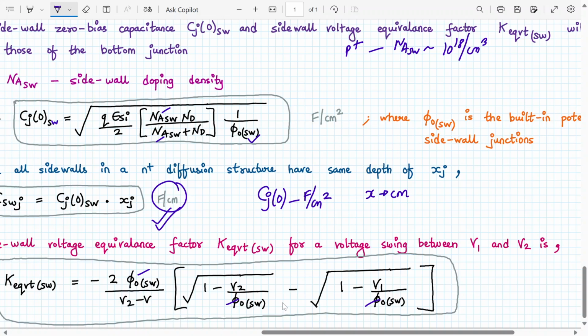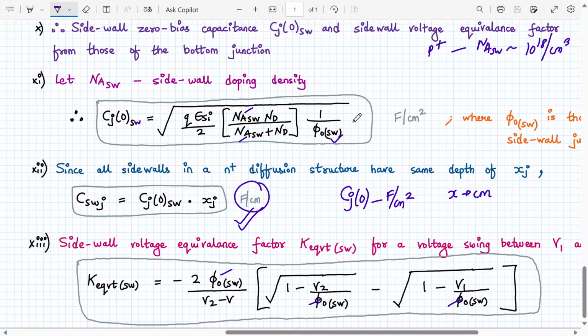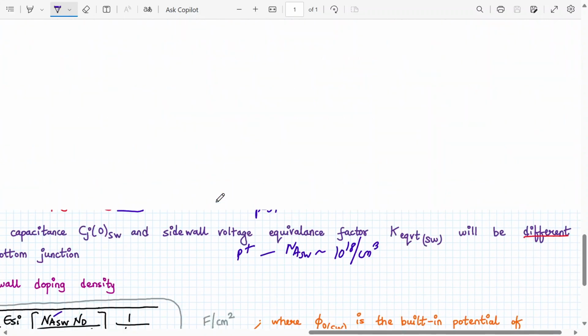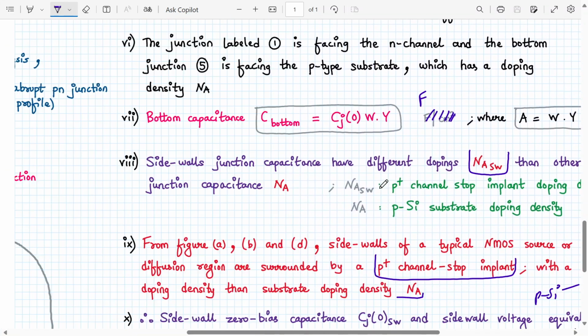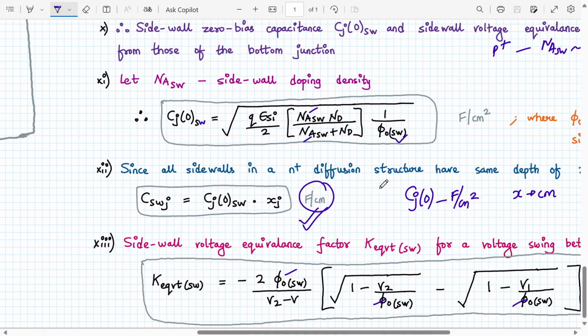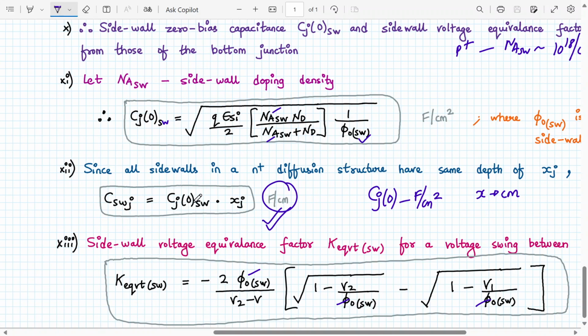So is this clear now, everyone? I know it's a difficult topic, but we have to cover it somehow. I hope it is better now. So why it is Xj we have understood? Because of the depth of the junction, Xj is the same. So it is junctions 1, 2, 3 and 4 facing sideways which have depth Xj. So that's why we have a perimeter over here, not area. So it will be Cj0 SW, which is sidewall, into Xj, and K equivalent sidewall. So this completes the derivation.